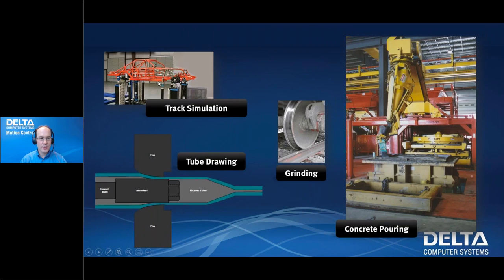Some other examples of curves: track simulation for testing NASCAR body frames. They run the car around the track and they take a couple hundred thousand points. The RMC can fit a couple hundred thousand points, maybe 400,000 points or so. And then they replay it.